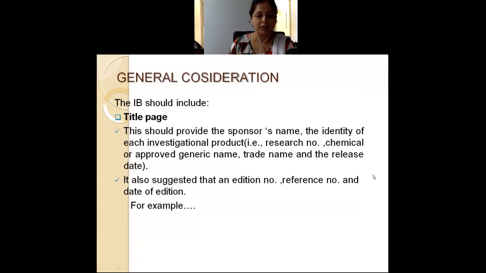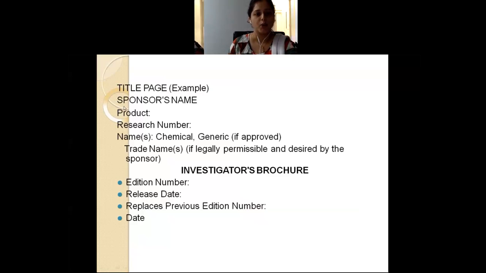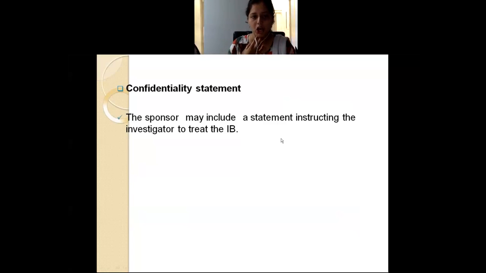A short example of the format has been described here. The sponsor's name is to be included, along with the investigational product, its research number, chemical name, generic name, and trade name, if permissible. We have to include all this information in the IB: the edition number of the investigational product, its release date, also its previous edition number and date. Then the confidentiality statement: if the sponsor has made any confidential statement, that too has to be included in our IB.